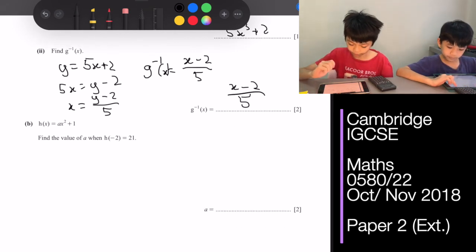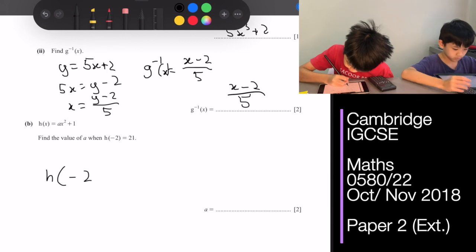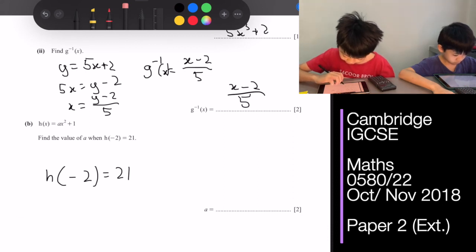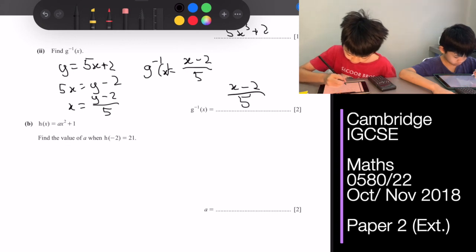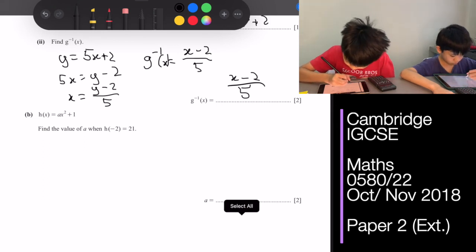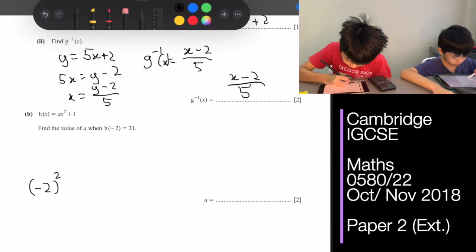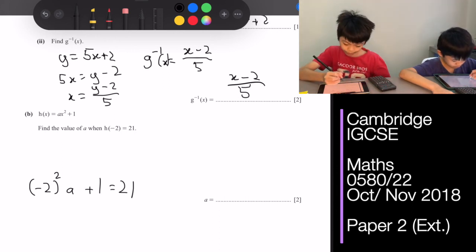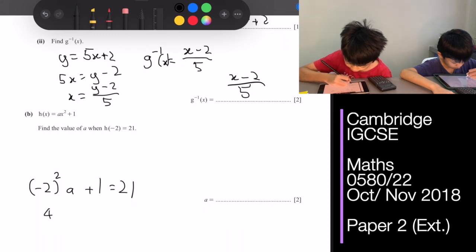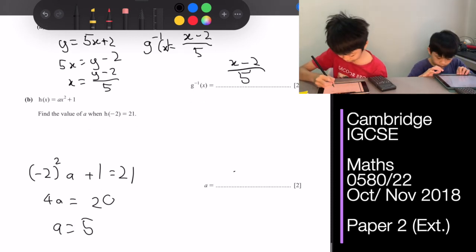h(x) is ax squared plus 1. Find the value of a when h(-2) is 21. So h(-2) equals 21. Now we need to find the value of a. So x will be negative 2. Negative 2 squared times a plus 1 equals 21. Negative 2 squared is 4. So 4a equals 20. a is 5.